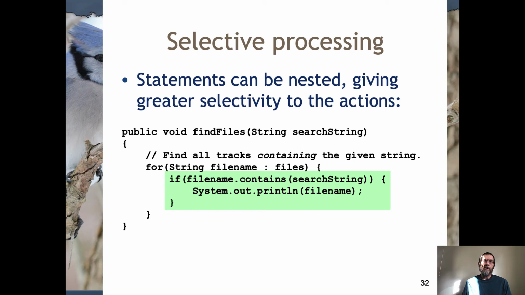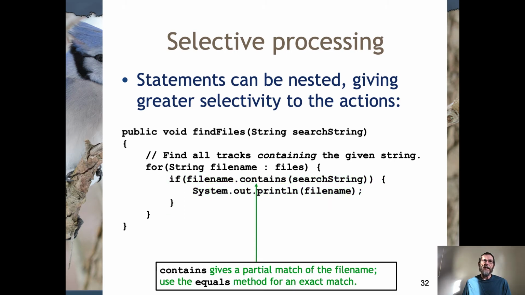And so now inside the loop body, as we examine each individual file name within the list, we check to see whether the name of the file contains the search string of interest. And only if it does, so only if the call to the contains method on a particular file name string returns true, do we then go and print out the particular file name of interest.